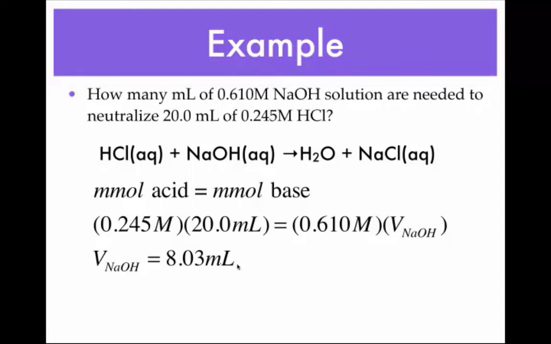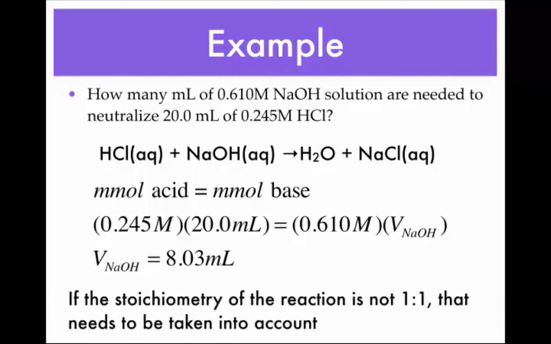This is helpful if you're doing a titration in lab and you need to determine how much base or acid you need to add. It gives you an idea of when you should expect to reach the end point and when you need to start being very careful with your titration. Now again, just as a reminder, the stoichiometry of the reaction is not 1-to-1 like we have here between HCl and NaOH. We need to make sure that that gets taken into account.